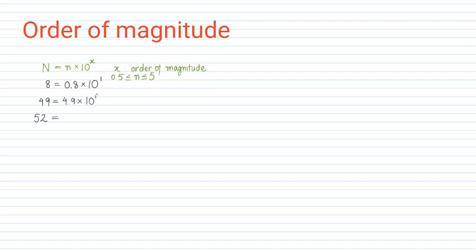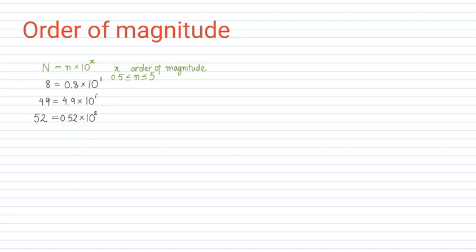52. Now, if I have to write this 52, I can write 5.2 times 10 to the power 1. Now look here. Is this 5.2 greater than 0.5? Yes. But is this 5.2 less than 5? No. So in that case, what do I have to do? I have to add one more decimal. If I add one more decimal, the order will also increase. So you will get 52 equals 0.52 times 10 to the power 2.